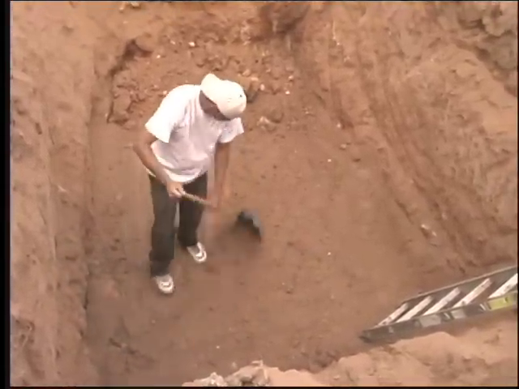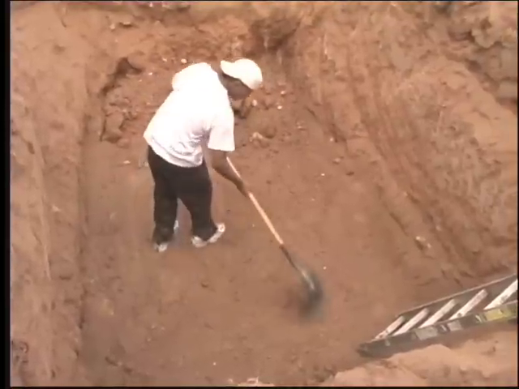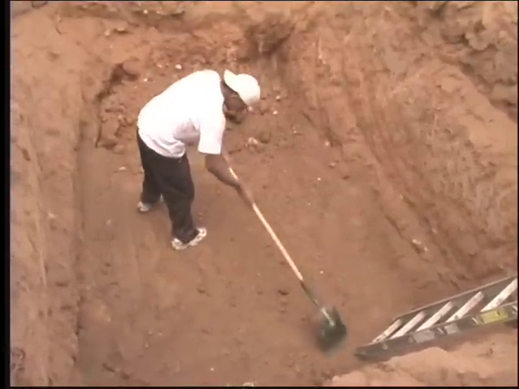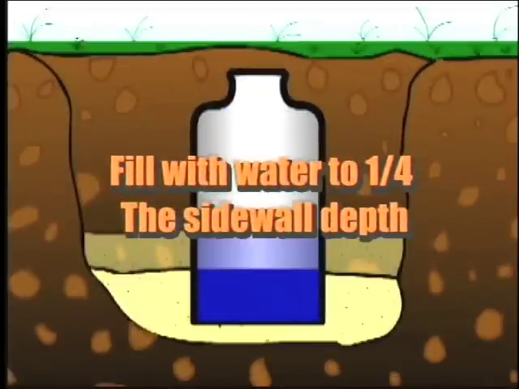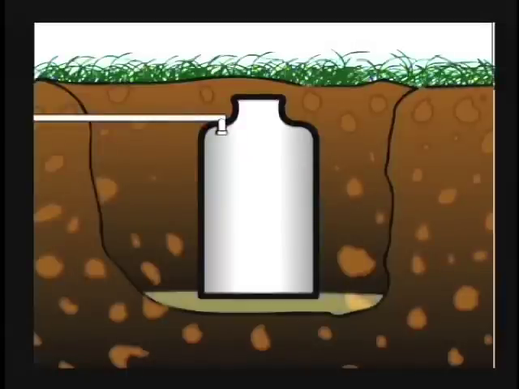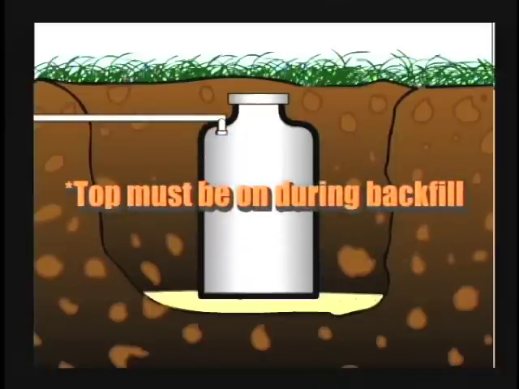The backfilling operation is extremely important with plastic tanks. Begin by filling the tank with water to 1/4 the sidewall depth. Place the top on the tank when backfilling a plastic tank. Without the top in place, the hole can become deformed during backfilling, so that the cover cannot be installed after the backfilling is complete. You can both remove and replace the top every time you add water, or you can add the water through the inlet pipe. But the top must be in place as the soil fills the gap around the tank.